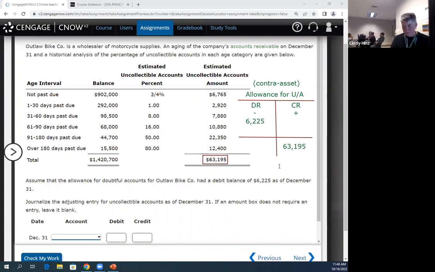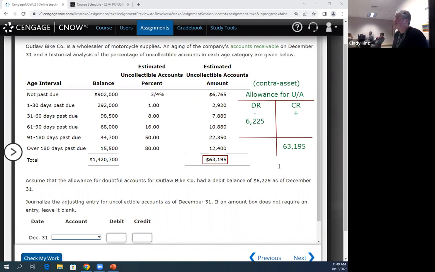Can anyone tell me? What do we have to do to this account to make the balance not be 6225 debit, but instead be 63,195 credit? What do we need to do? What do we need to do here? Pretty sure everyone's writing your answers down on your screen, and unfortunately, I can't just show your screen up here like you do on Jeopardy. What do we need to do? Add what?